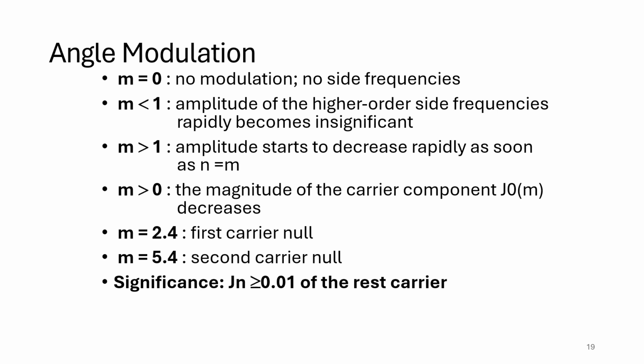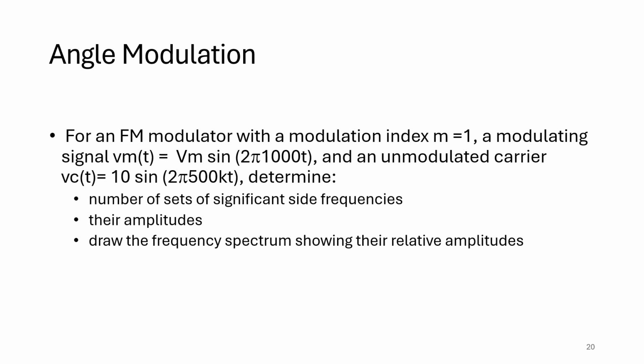And then the significance is 0.01, at least 1% of the carrier. Okay, so where are we going to look for this? Now let's solve this problem using the Bessel table function.